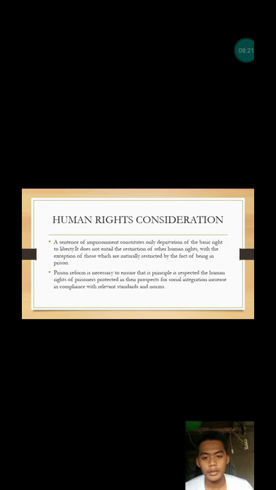Prison reform is necessary to ensure that its principle is respected: the human rights of prisoners are protected, and their prospects for social integration, peace, and compliance with relevant standards and norms. So prison reform is to ensure that the principle of human rights is respected and that prisoners are protected by the authorities.